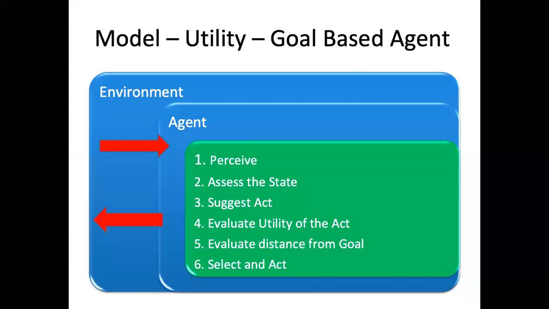Then you have model utility goal based agent. So ये मैंने पहले बात जैसे की कि you perceive certain things, assess your state, suggest a set of actions, apply the utility function and find out what is the best action. और यहाँ पे best action जब हम बात करते हैं, that could be, let's say, a goal oriented performance analysis, or it could be a non goal oriented performance analysis.